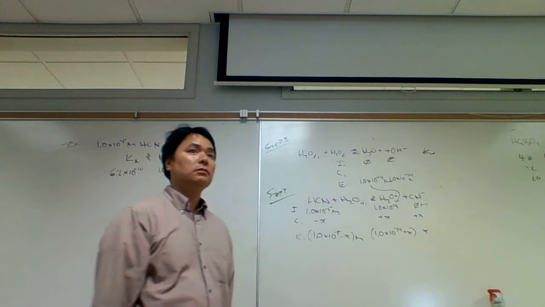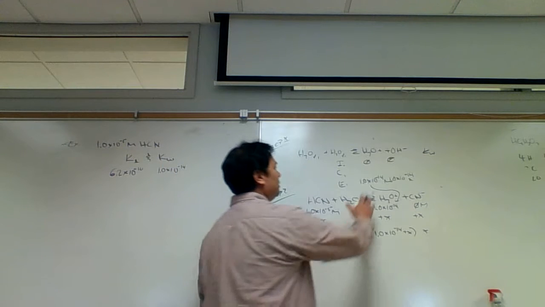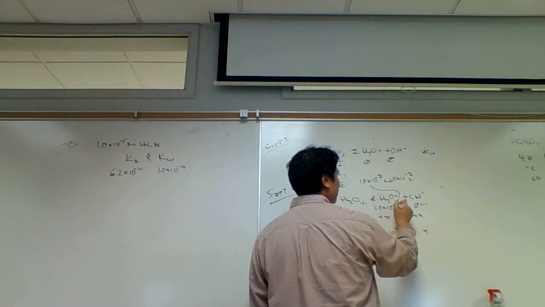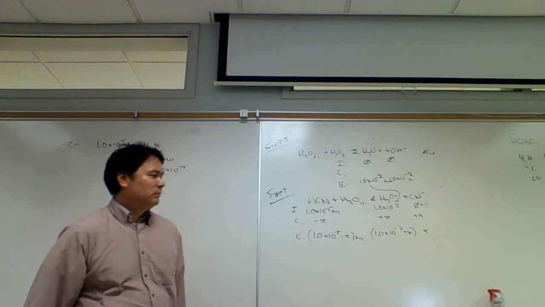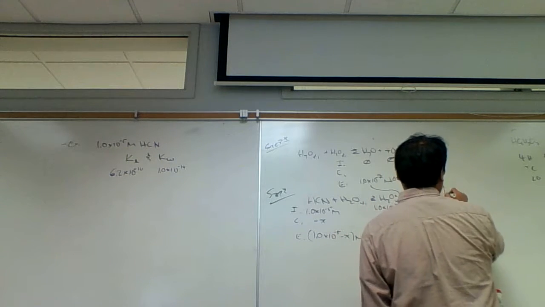Wait, this is 1 times 10 to the negative 7. Oops. You're right. That's wrong. Times 10 to the negative 7. 1 times 10 to the negative 7 plus x. Is that right? All right, so we just go to the Ka expression.